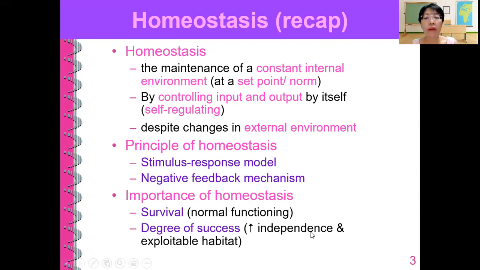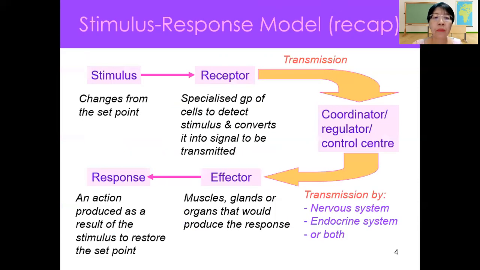So that will increase our independence away from the external environment, as well as the exploitable habitat. So there are more space that we can exploit and live in, because we can maintain a constant internal environment independent of external environment. Okay, so we also learned that the principle of homeostasis is based on this stimulus response model that you have learned in the previous chapter. So in this chapter, we are actually going to look at this part, the transmission part.